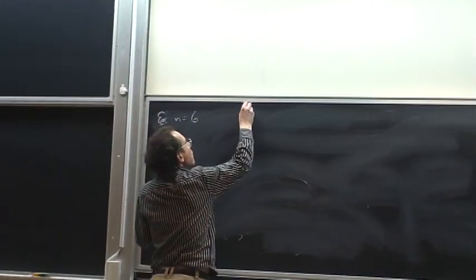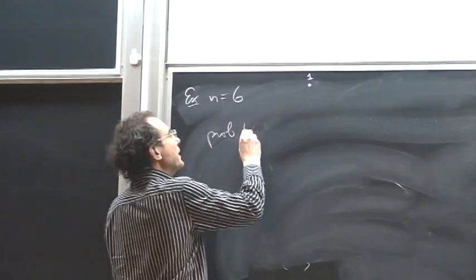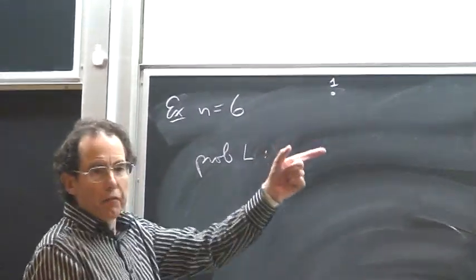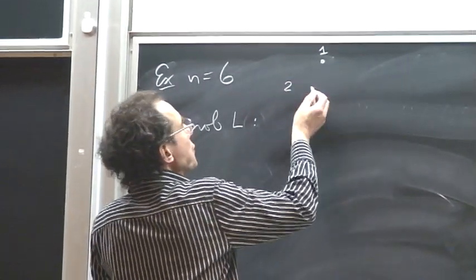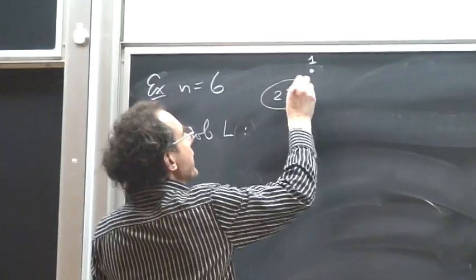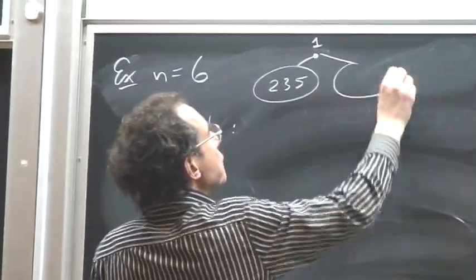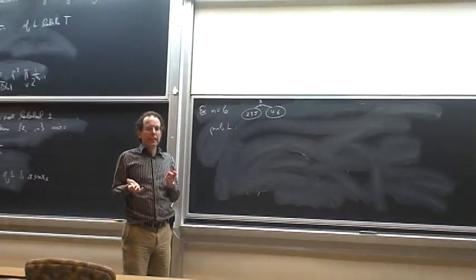So we'll start off with 1 at the top, and I'm going to record the probabilities here. So I have 5 vertices left. Say we put the vertices 2, 3, and 5 on this side, and we're going to put the vertices 4 and 6 on this side.